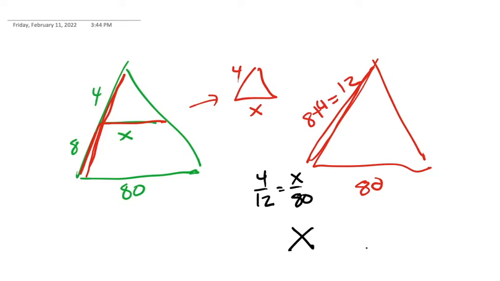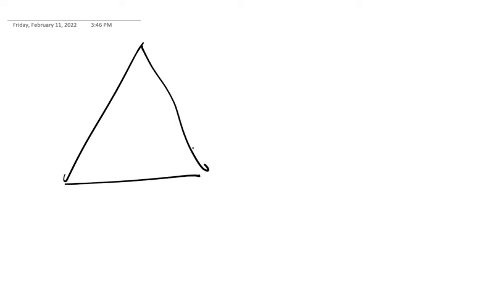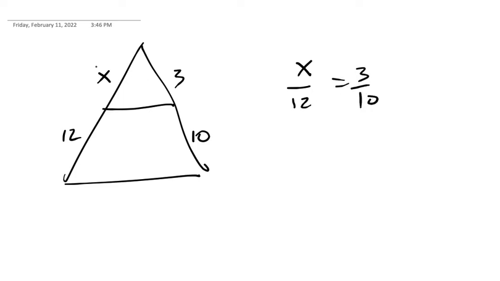But let's look at the times the pattern does work. That was just a warning to watch out for. Here's one of the ways we would set this one up. X goes with 12, 3 goes with 10. We're dealing with this side and this side, this side and this side. And then we cross multiply. How would you set this one up?